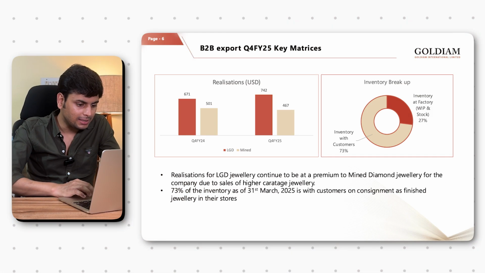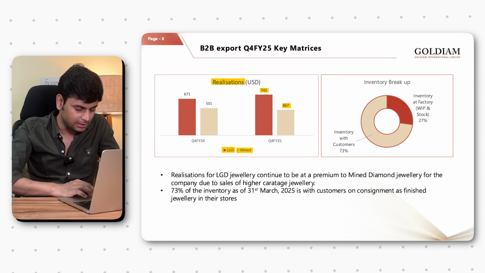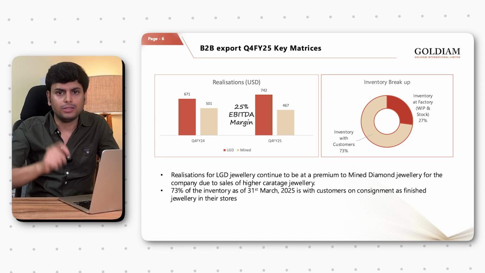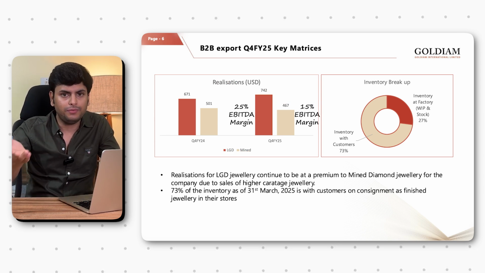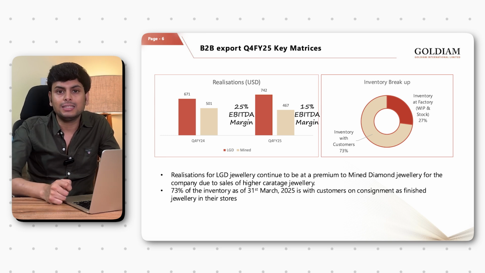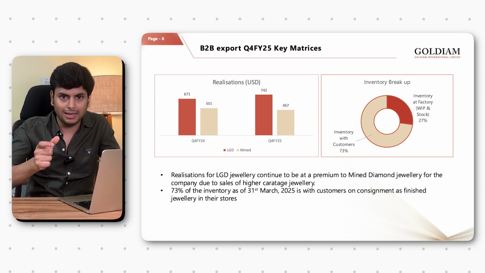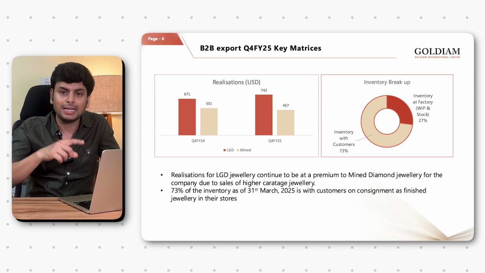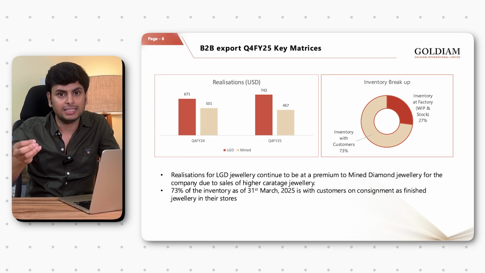On the next page, their realizations are given. If you look here, realizations or margins from LGDs are higher than natural diamonds. LGDs have an EBITDA margin of 25%. In natural diamonds, the margins are around 15%. So LGD is a more profitable business. Besides this, since lab-grown diamonds are cheaper than natural ones, customers buy higher carat jewelry for the same price. That's another reason why LGD realization is higher.